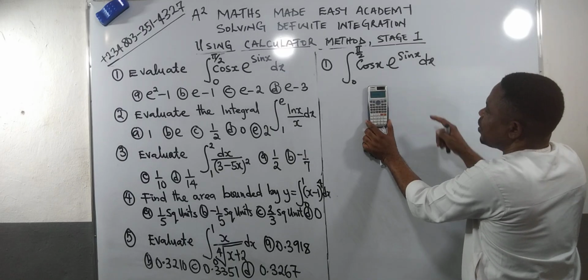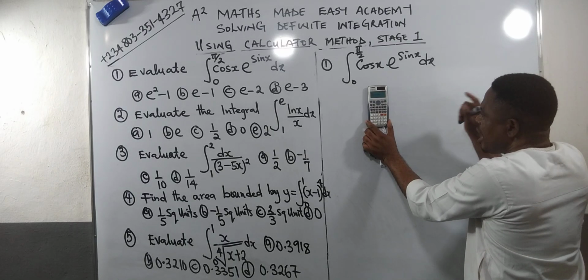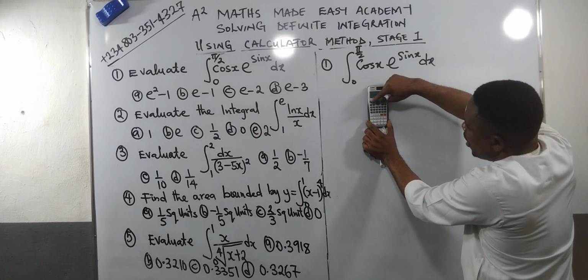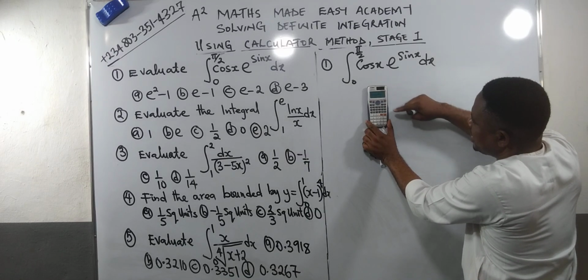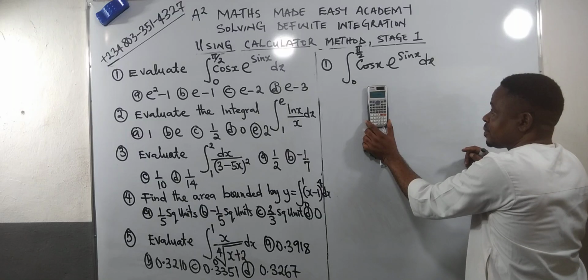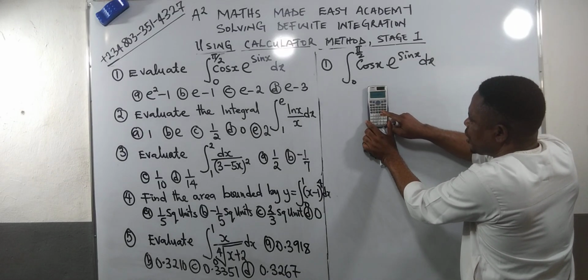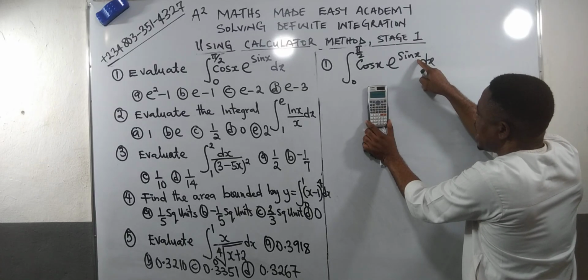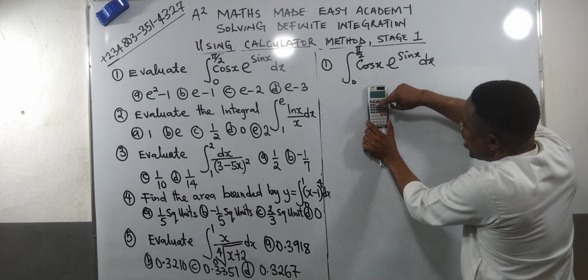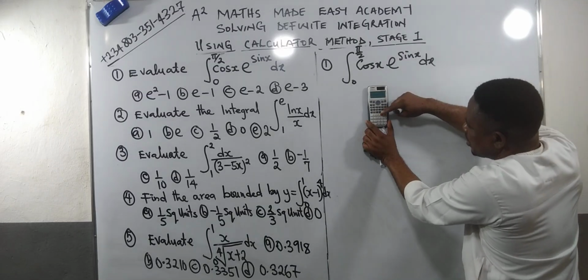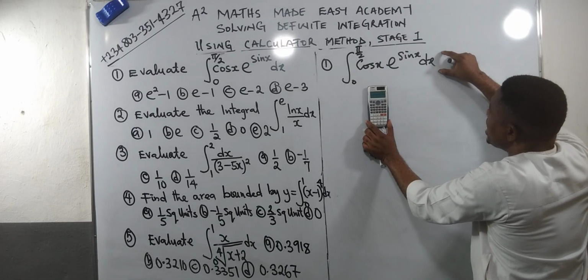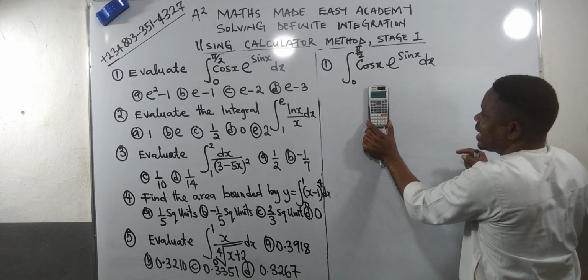The next thing is exponential. I have taught you. How do you punch exponential? You punch shift, then ln, and expo will appear. Then next is sine x. Look at sine here. I will cue in sine, then punch x. What is x? Alpha, close bracket, then close it again. Can you now see everything that is here is already in the calculator?